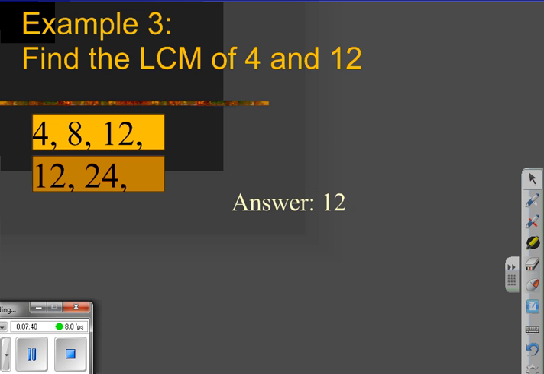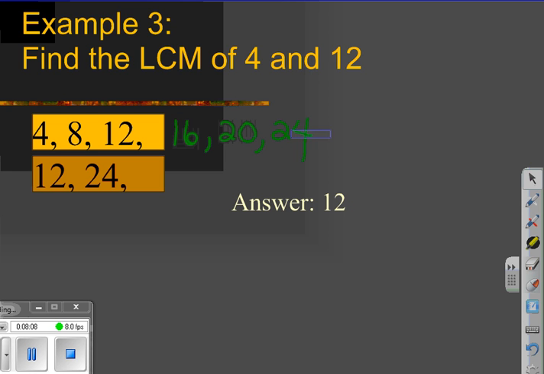Okay, so on this one, finding the least common multiple of 4 and 12. One thing I want you to notice is here they stopped. But if I kept going, I would have 4, 8, 12. So 4 times 1, 4 times 2, 4 times 3. What's 4 times 4? 16. 4 times 5. 4 times 6. 24. Okay? You will notice on here that there are 2 common multiples.